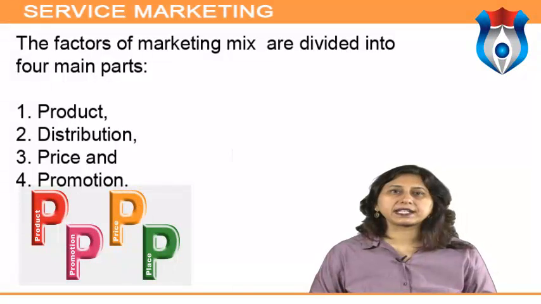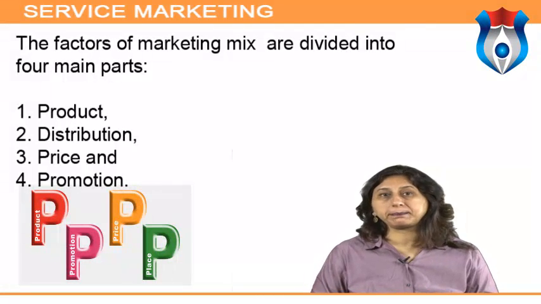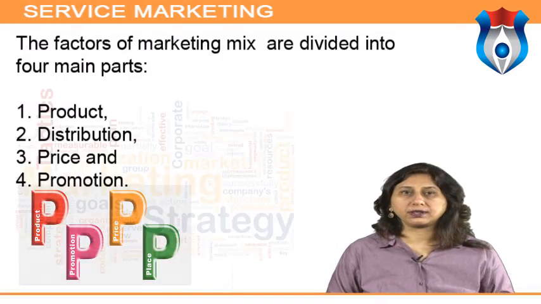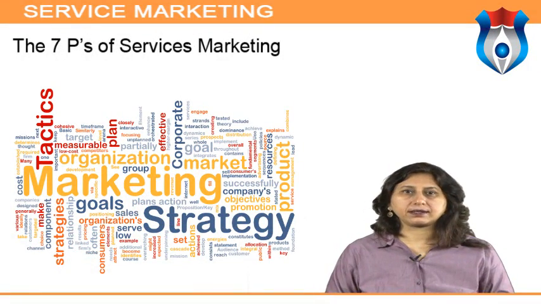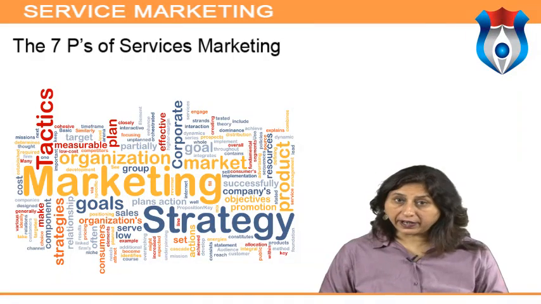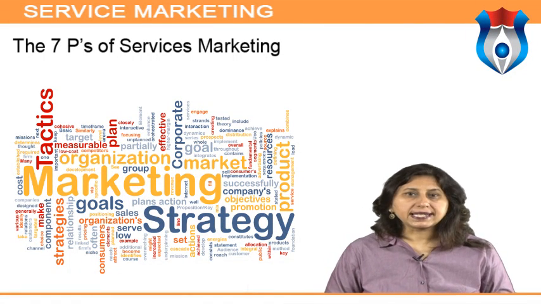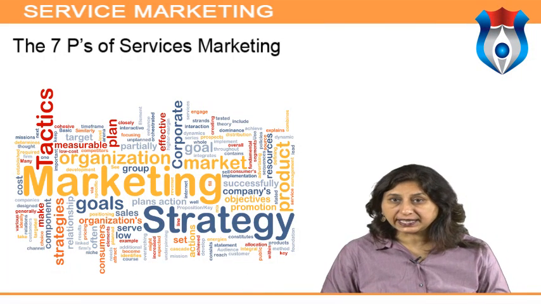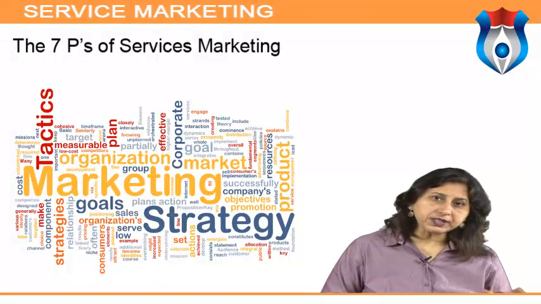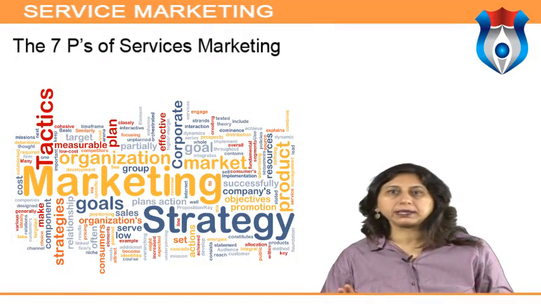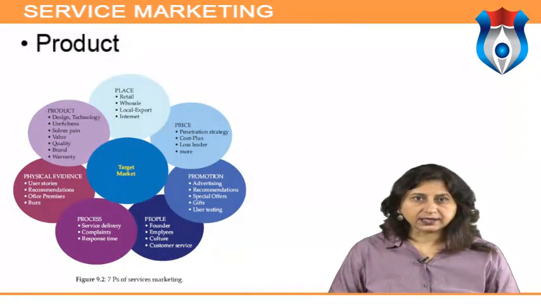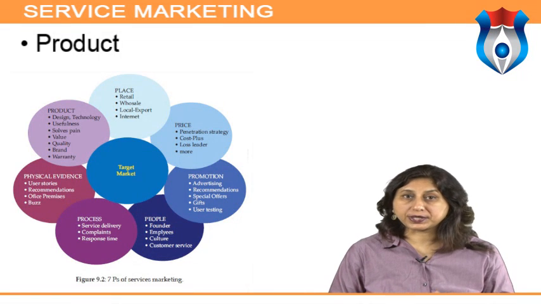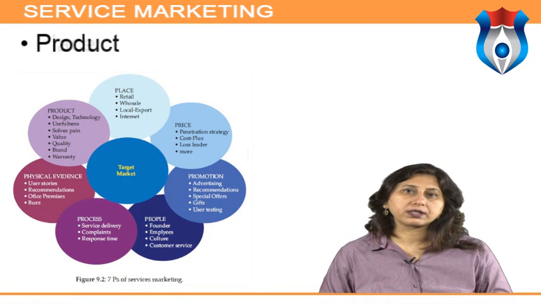The factors of marketing mix are divided into four main parts: product, distribution, price and promotion. The 7 P's of services. Marketing services are very different from products. The 7P framework is one of the most popular frameworks for deciding a marketing strategy, right from strategy formulation to actual implementation. Product. A product is anything that can be offered to a market to satisfy a need or want.